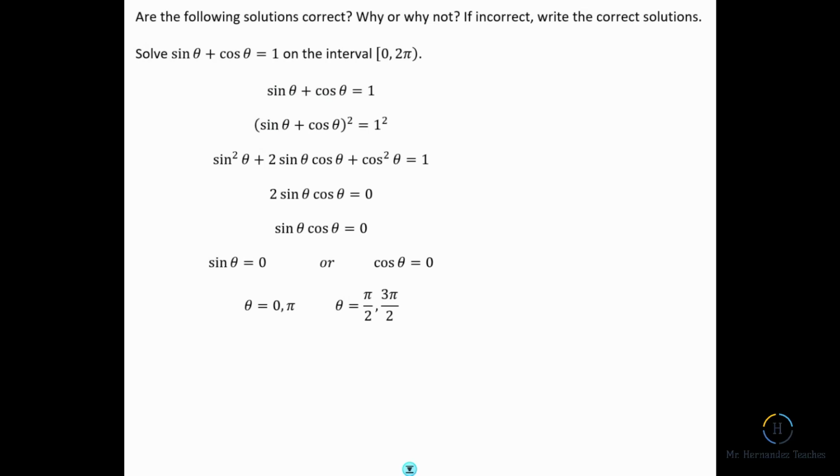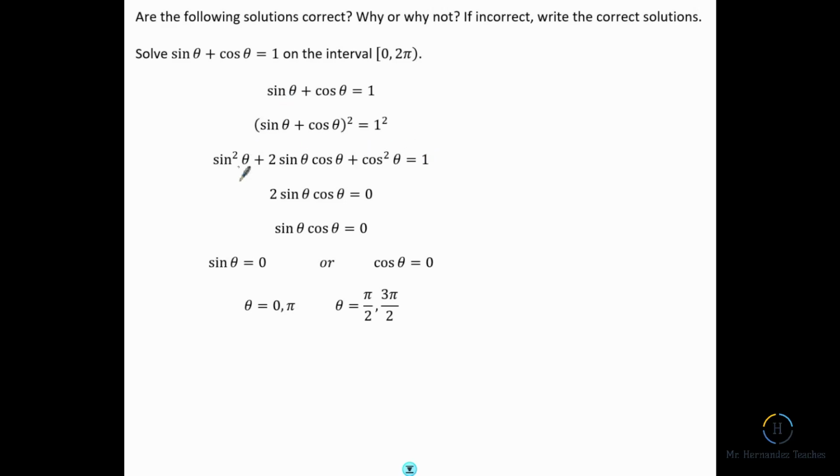Now let's see if this is going to be correct. We'll explain if it is or if it's not, and then we'll see what happens. So let's see. There's all this work, and then sine theta plus cosine theta is equal to 1. So it looks like they squared both sides. So sine squared theta plus 2 sine theta cosine theta plus cosine squared theta is equal to 1. That looks like it works out.